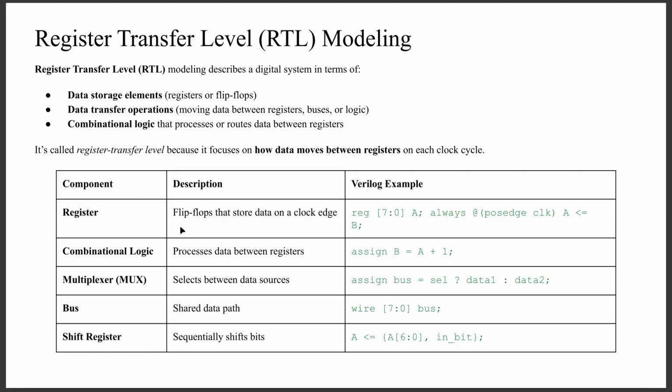Registers are flip-flops that store data on a clock edge. Combinational logic processes data between registers. A mux selects data between data sources. A bus is a shared data path. And a shift register will sequentially shift bits.